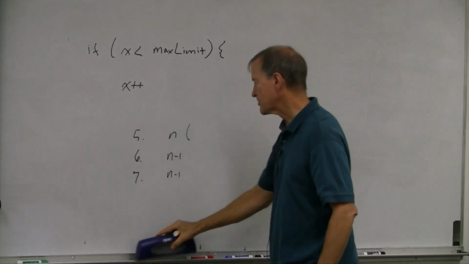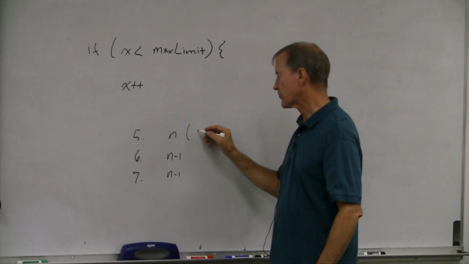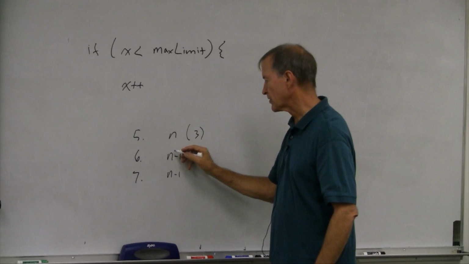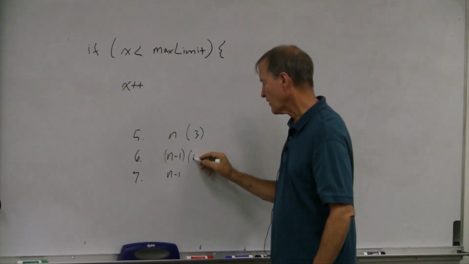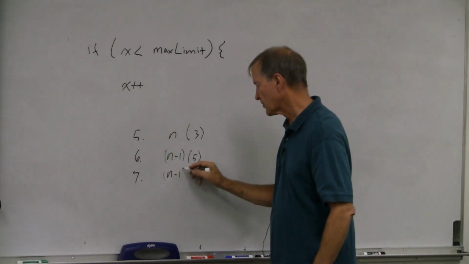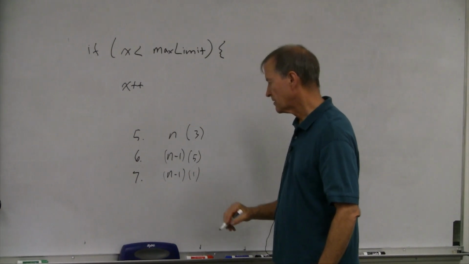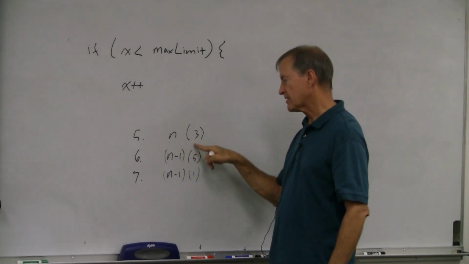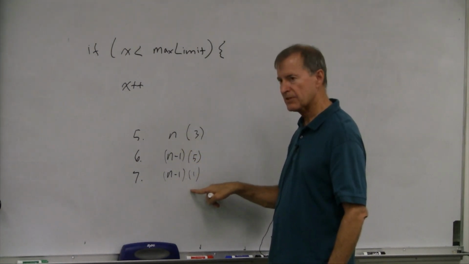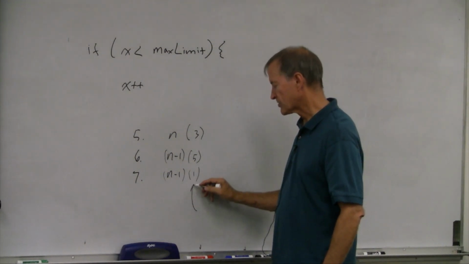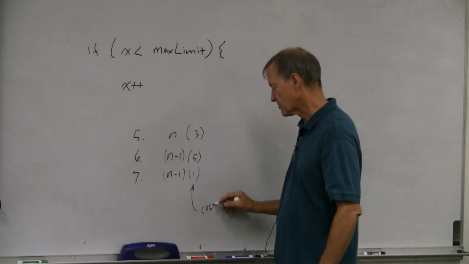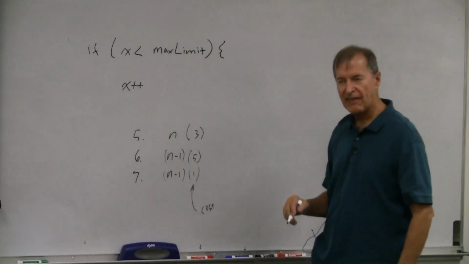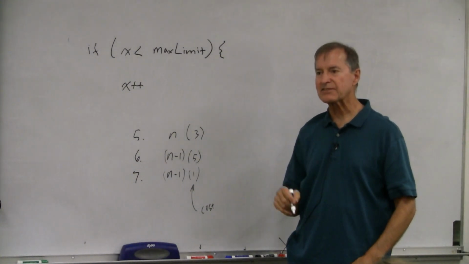Let me just make up some numbers. Suppose this one took 3 cycles to execute, and this one took 5 cycles to execute, and this one took 1 cycle to execute. Then you would do this times this, plus this times this, plus this times this. And these would be the costs. This is called the cost of executing. And that's how you could get it actually in seconds.